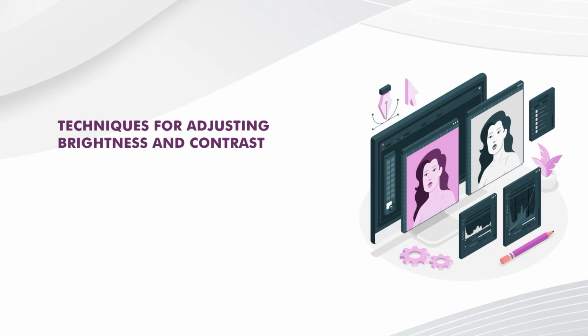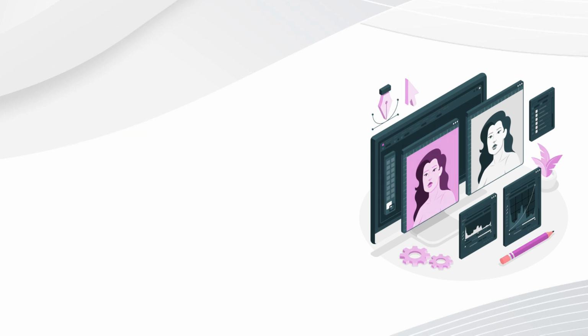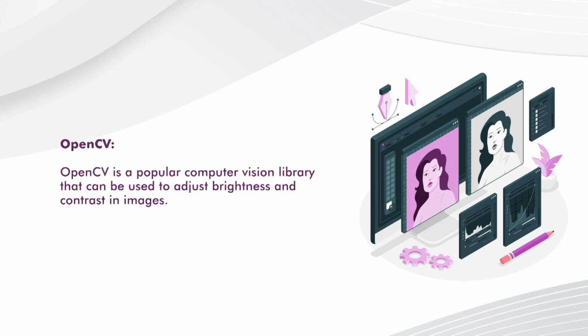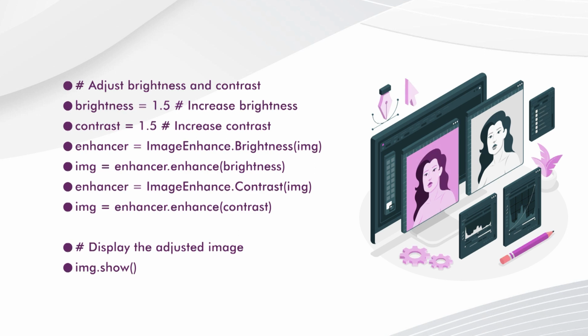So, next is techniques for adjusting brightness and contrast. In Python, there are various libraries and techniques that can be used to adjust brightness and contrast in images. Here are a few popular options. First, OpenCV. OpenCV is a popular computer vision library that can be used to adjust brightness and contrast in images. Here is an example of how to adjust brightness and contrast using OpenCV. You can use this code on your system, and you have to learn whether to use this library or not for that particular requirement.